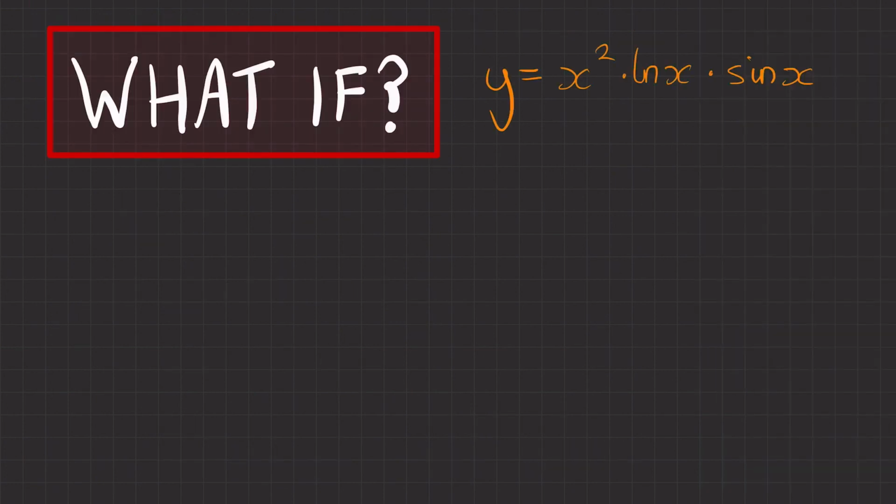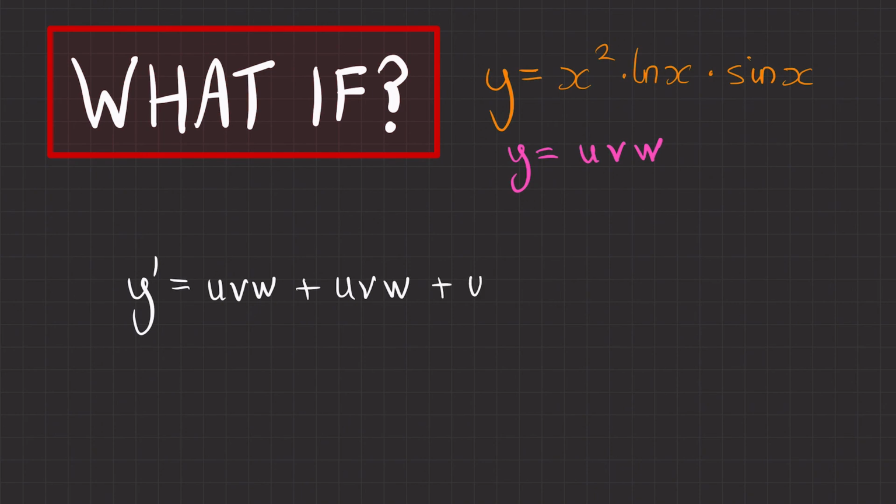But what if you haven't just got two terms multiplied by each other, you've got three? So we have y equals u times v times w. Well, there's a really nice way to remember this. So y dash would equal, just write u v w plus u v w plus u v w. And then we're going to put a dash on the u first, a dash next to the v second, and a dash next to the w third. So that's the easiest way to differentiate using the product rule with three terms multiplied by each other.